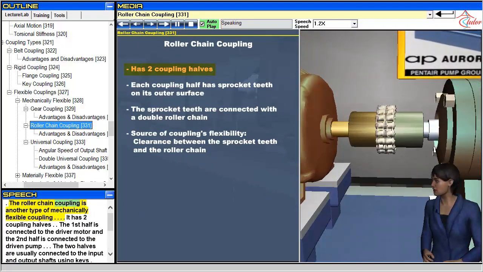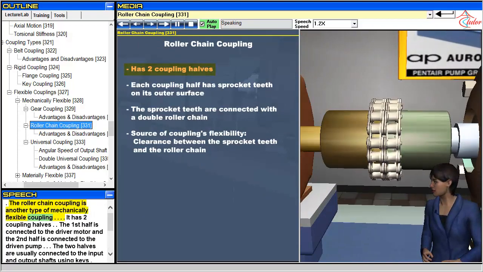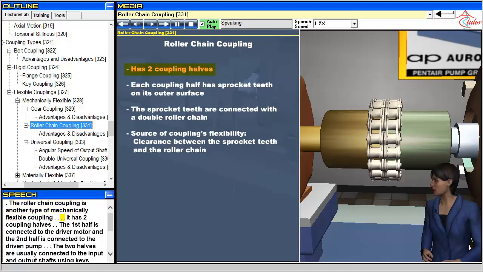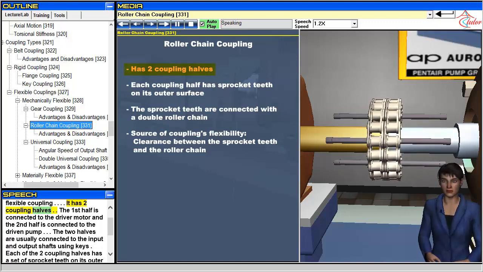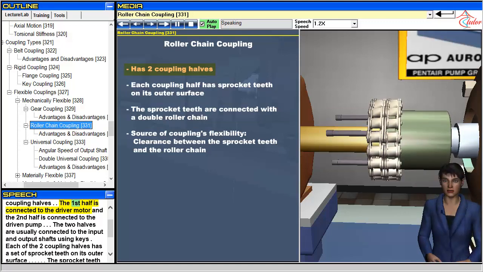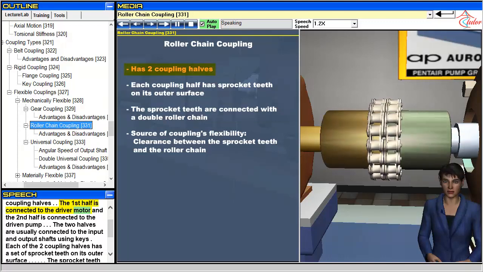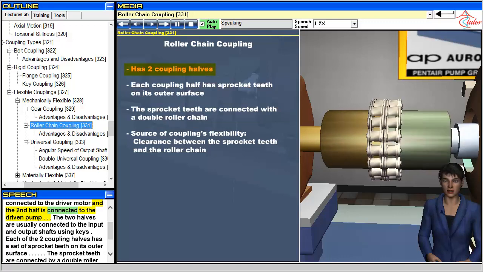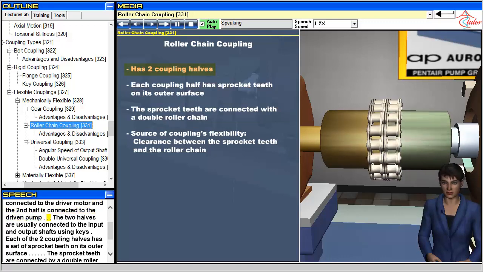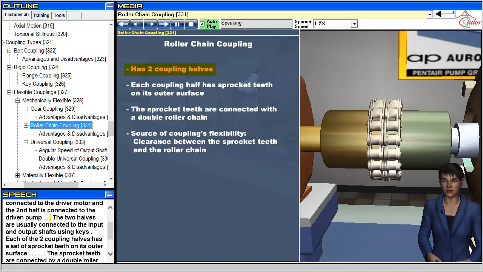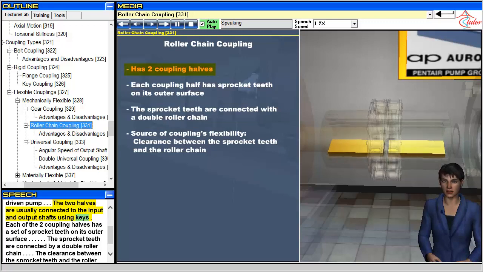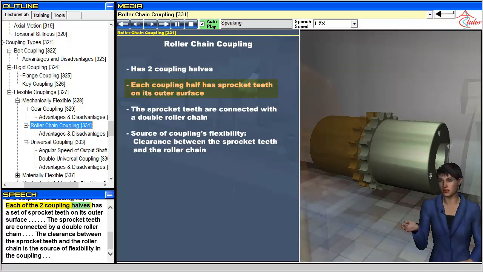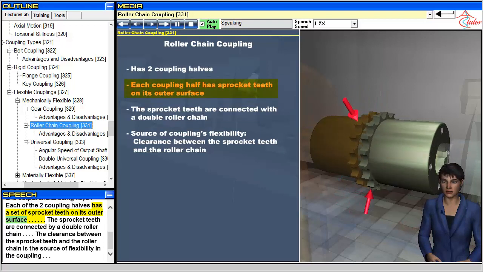The roller chain coupling is another type of mechanically flexible coupling. It has two coupling halves. The first half is connected to the driver motor, and the second half is connected to the driven pump. The two halves are usually connected to the input and output shafts using keys. Each of the two coupling halves has a set of sprocket teeth on its outer surface.